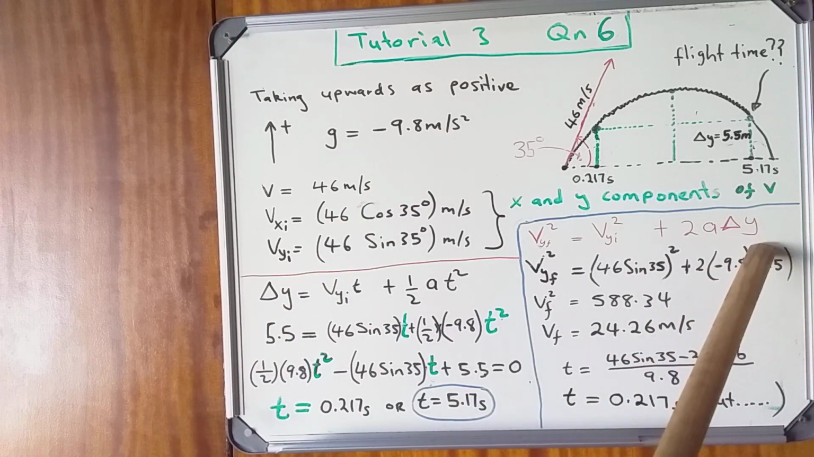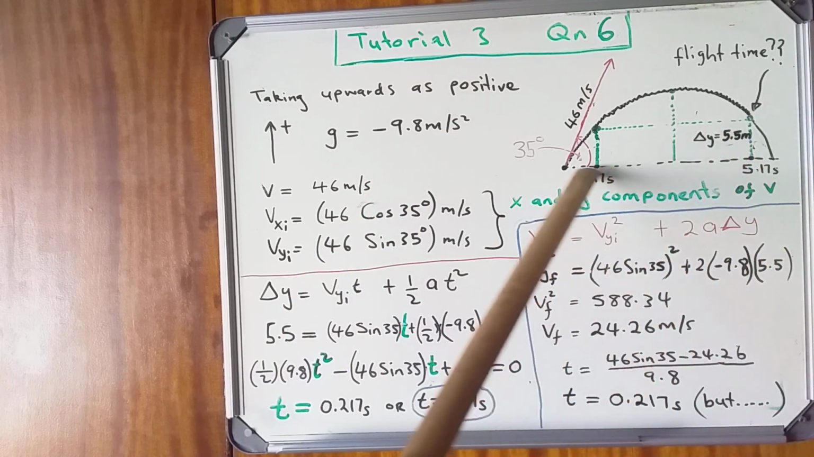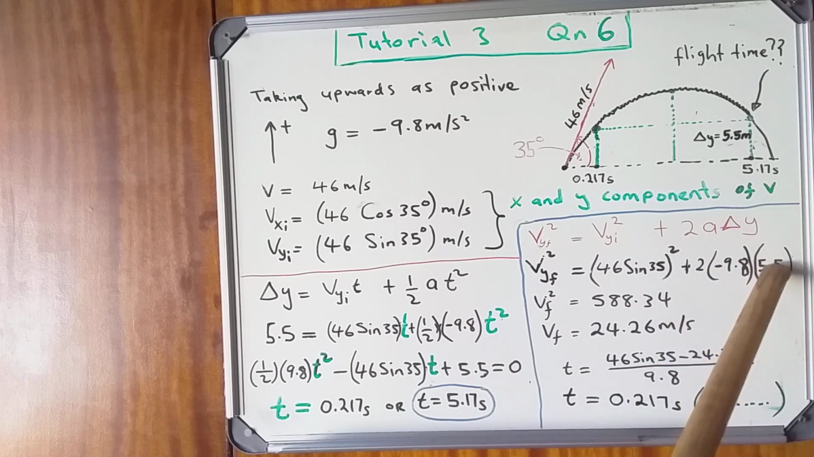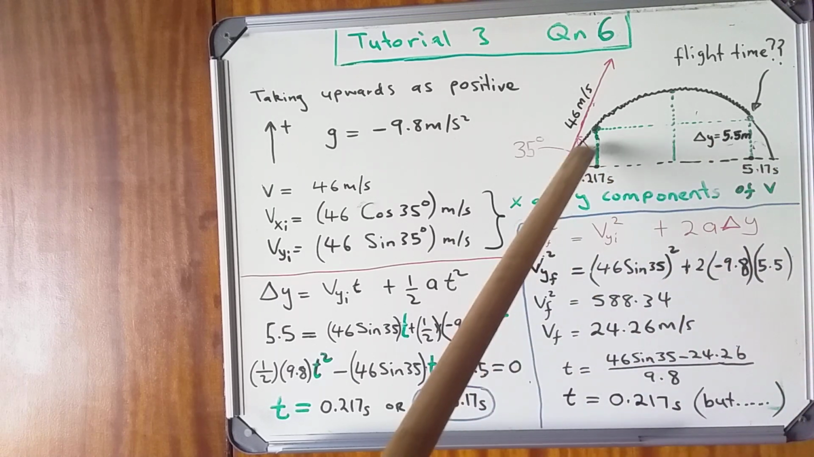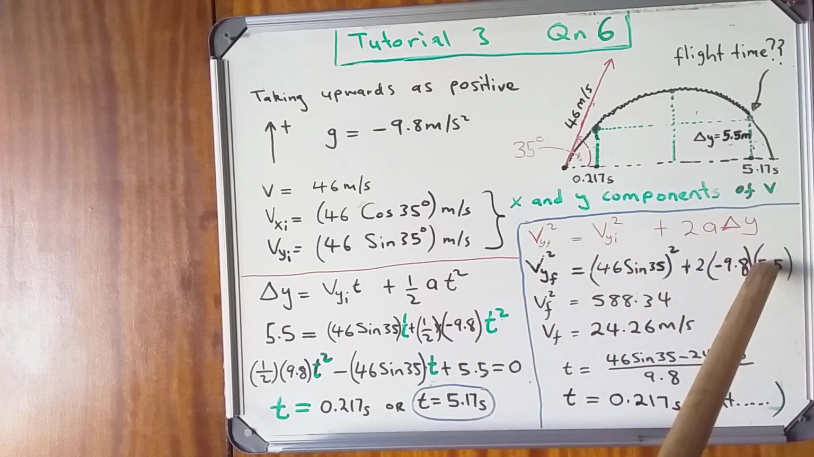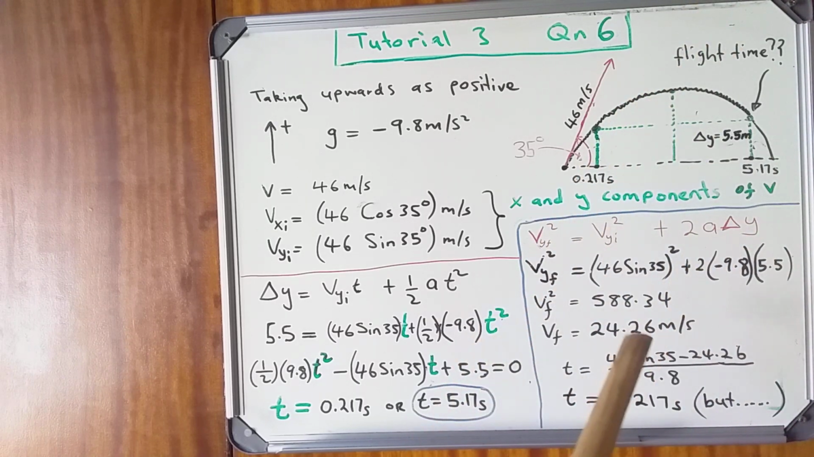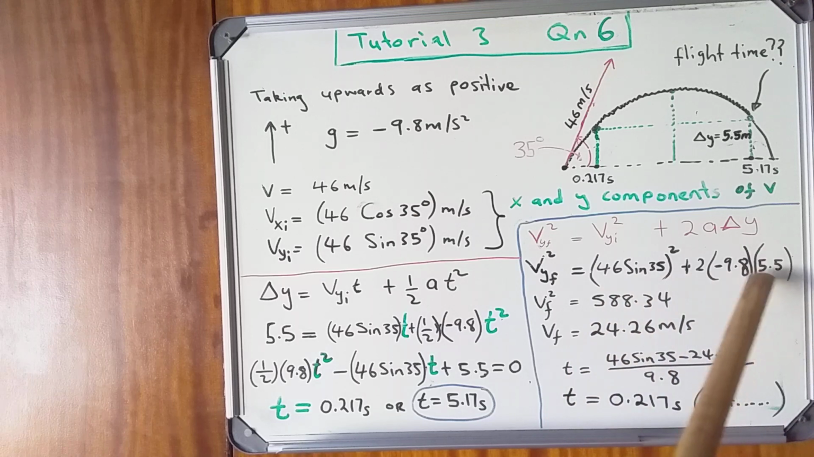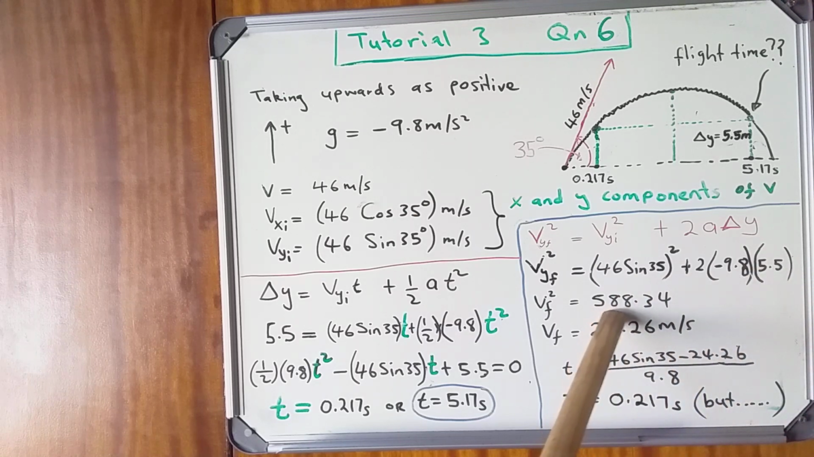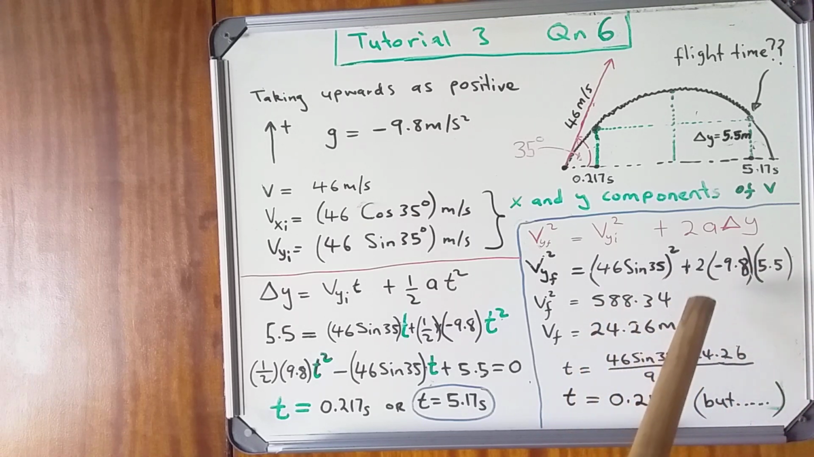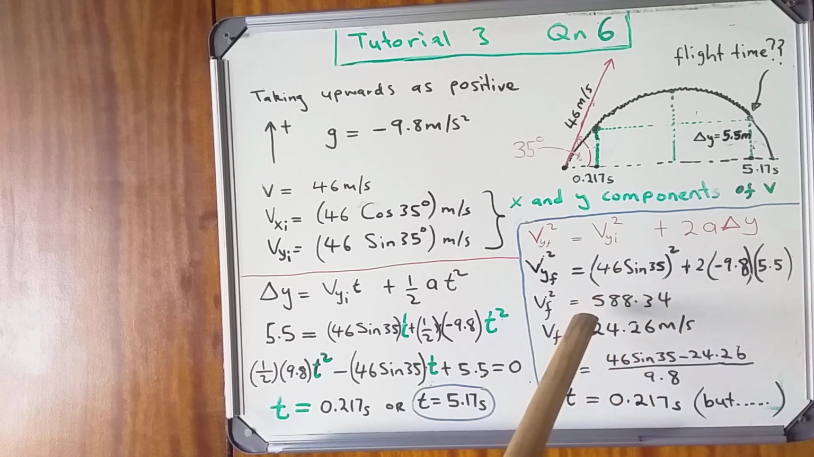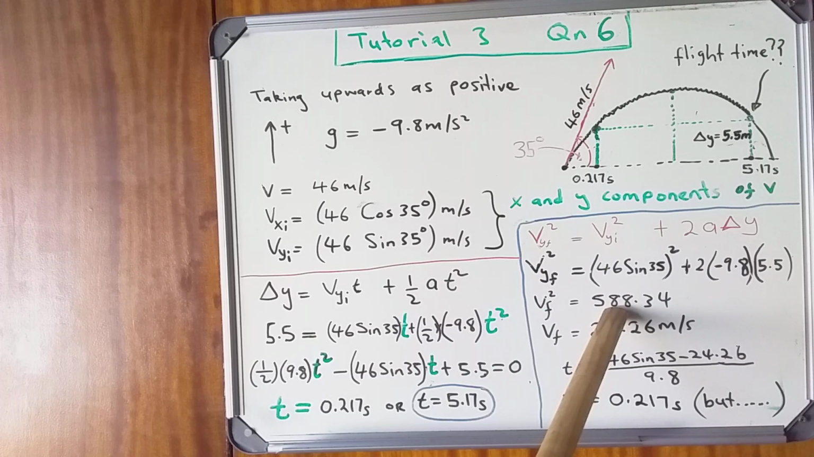What is your change in y? It's above the point, above, which means it's positive. But if it was below, it's negative. So here it's above, which means I put 5,5 positive. So when you simplify the right hand side, you are going to get 588.34. Okay, you want vyf, so you are going to take the square root of this number.